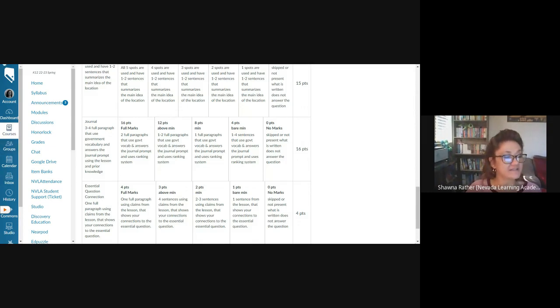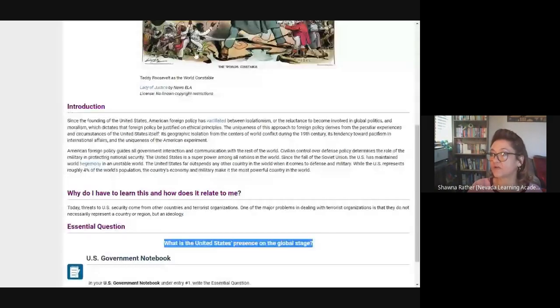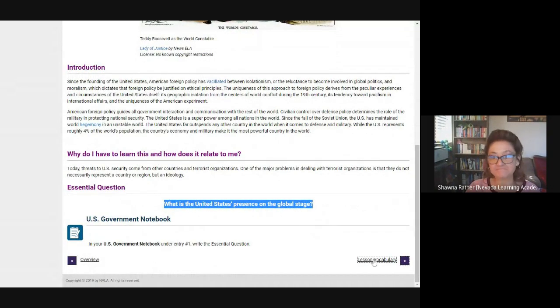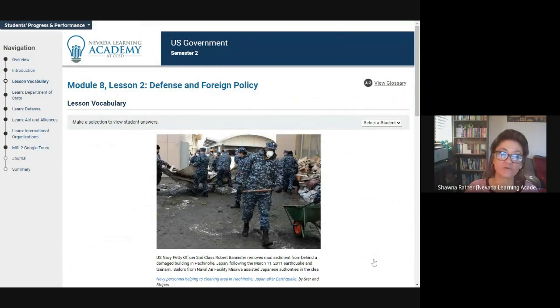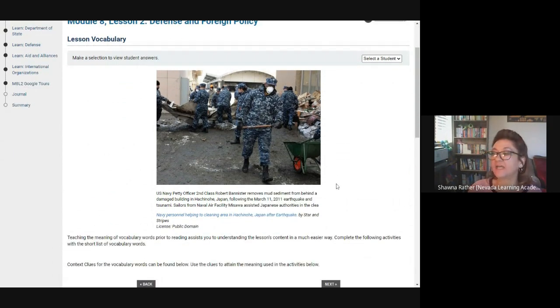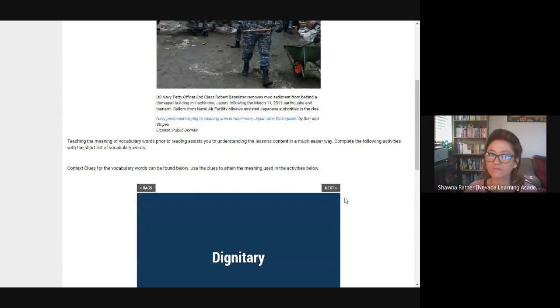All right, so let's go to the course arc, and we will start with vocabulary. Now, remember, this is day 1, so we're only going to go, I think, through aid and alliances on here, and then we will finish up the rest because there's a lot there for day 2. All right, so we're looking at the U.S. Navy Petty Officer right here. He is literally working on hurricane and tsunami cleanup on a base in Japan. So as we're looking at our vocabulary, we're going to be looking at people who are working abroad, okay?